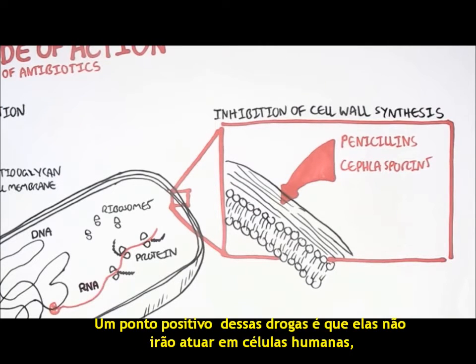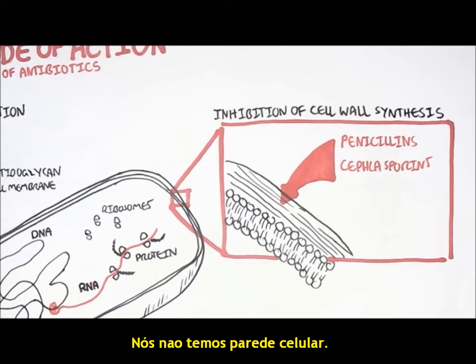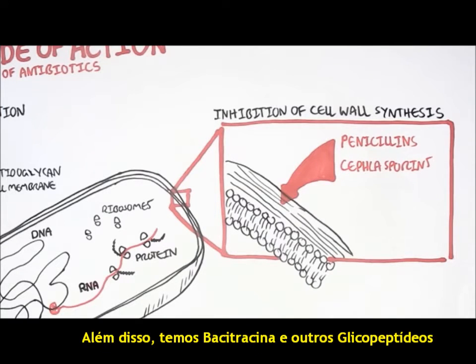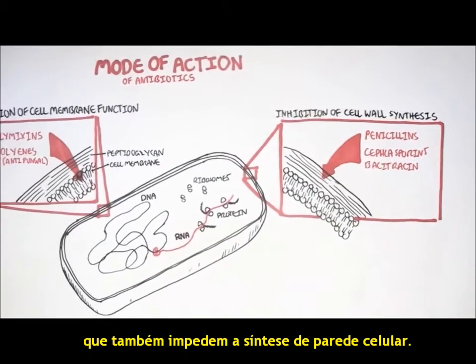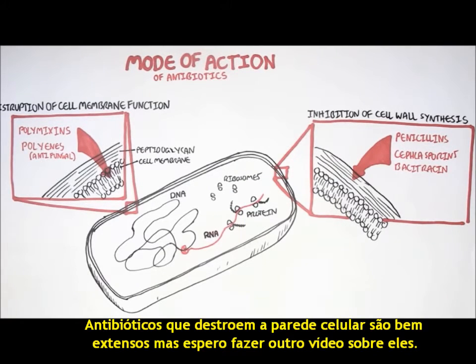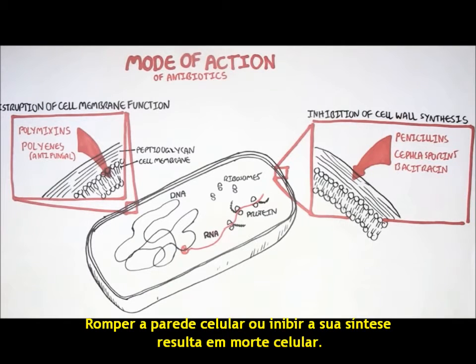A good thing about these drugs is that they won't affect human cells because human cells do not have peptidoglycans. We do not have cell walls. Penicillin and cephalosporin are beta-lactams. And then you have the bacitracin and other glycopeptides that prevent the synthesis of cell walls as well. Antibiotics that disrupt the cell wall is pretty extensive, and so hopefully I will make a video on that. Cell walls are important to bacteria. Disrupting the cell wall or preventing cell wall synthesis will result in cell death.